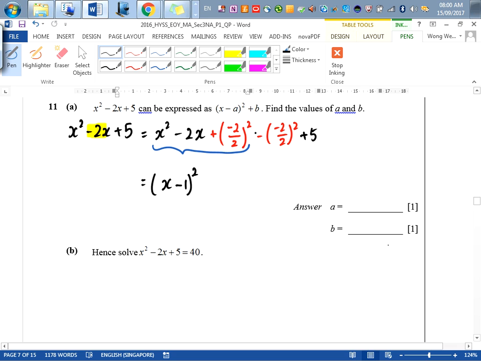Then I have another two terms. What does this give me? You can use your calculator, do it carefully, or do your own working. Negative 2 divided by 2 is negative 1. Negative 1 squared, how much is that? It is equal to 1. Negative 1 times negative 1 is 1. Then I multiply by a negative sign again. So I get negative 1 plus 5 is 4, plus 4.